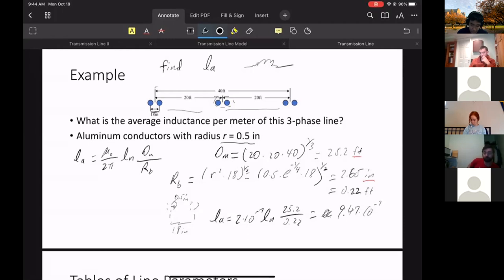Okay, so let's do the easy part. No, it's not per feet. So the Henry is correct, right? So the question says Henry per feet, no. This is actually Henry per meter. This is Henry per meter.